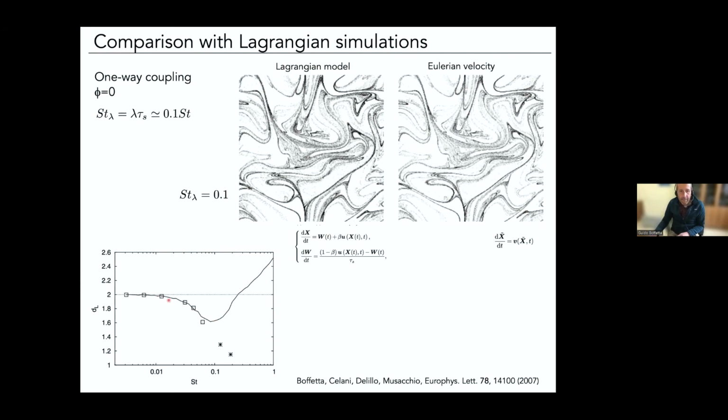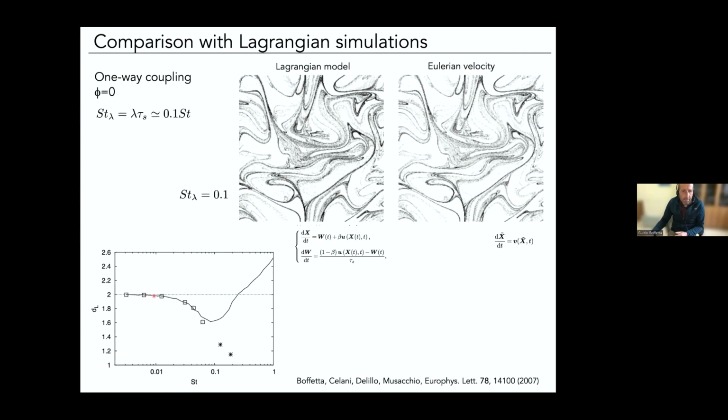At the beginning, we have a decrease of the particle density at the particle dimension because they cluster on this quasi one-dimensional line. But then you can go over 2 because the phase space has dimension 4, because you have both particle position and particle velocity.